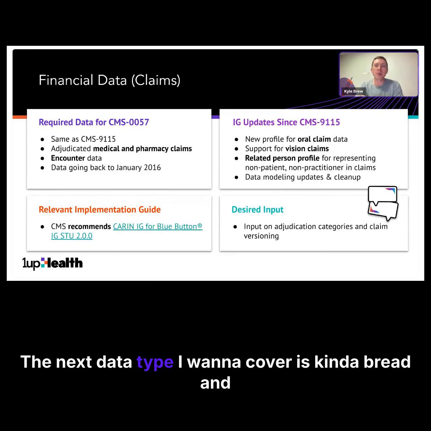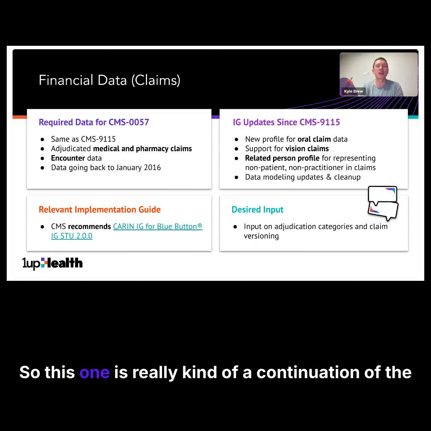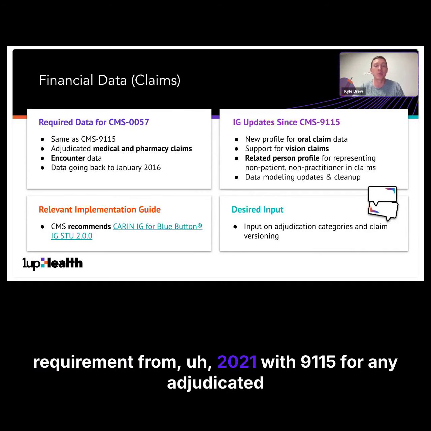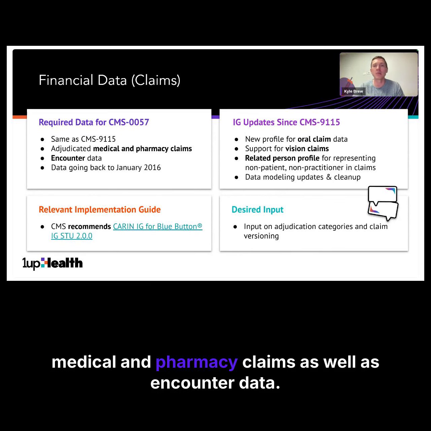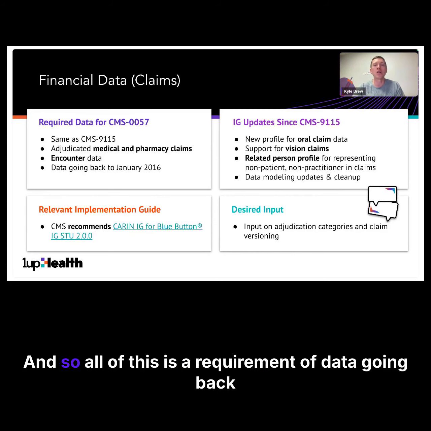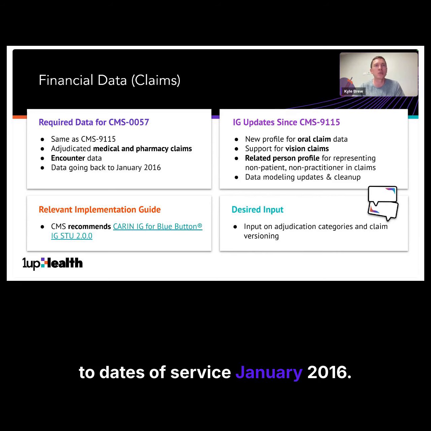The next data type I want to cover is bread and butter, right? Claims. This one is really a continuation of the requirement from 2021 with 9115 for any adjudicated medical and pharmacy claims, as well as encounter data. All of this has a requirement of data going back to dates of service January 2016.